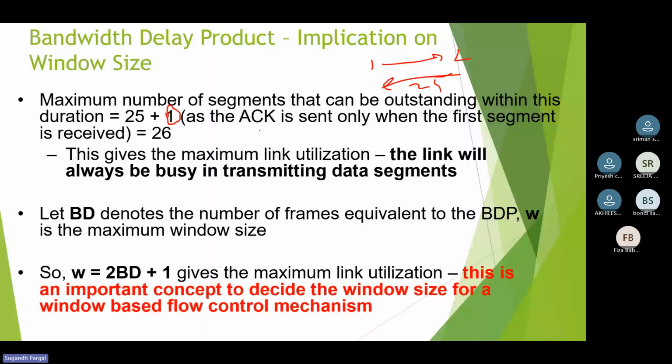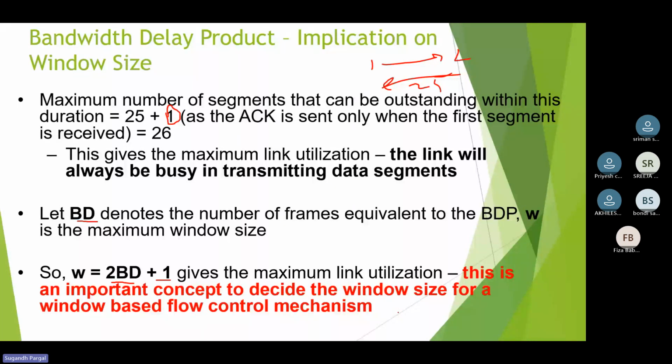So here are the terminologies: BD denotes the number of frames equivalent to BDP, and W is the maximum window size. So the window size here possibly can be 2 times BD plus 1, which gives the maximum link utilization. This is a very important concept to decide the window size for a window-based flow control mechanism.